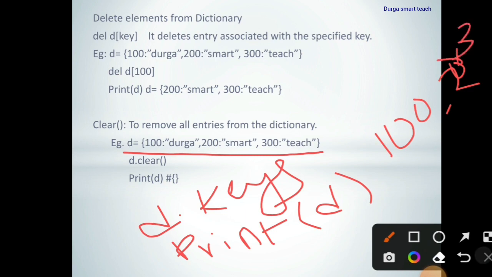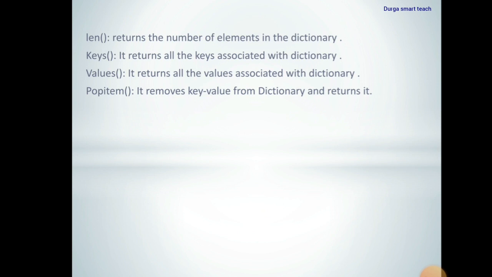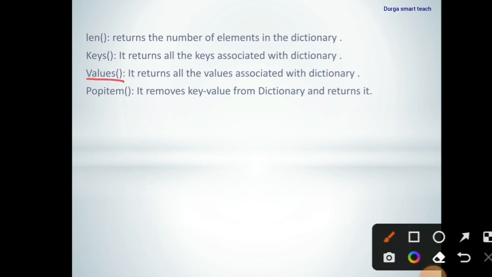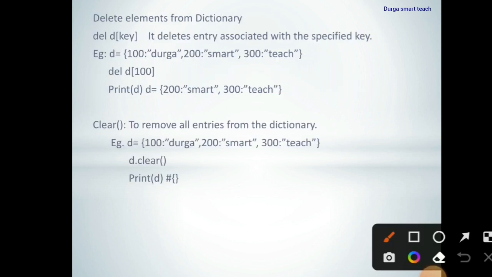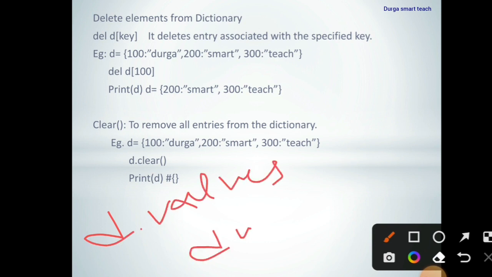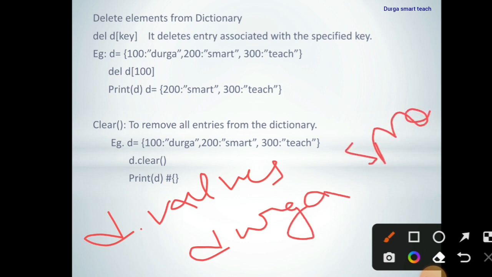Okay. Next, if you want to print only values, you can use the values function. It returns all values associated with the dictionary. It will print only values. So d dot values. It will print Durga, Smart, Teach. It will print only values, not the keys.